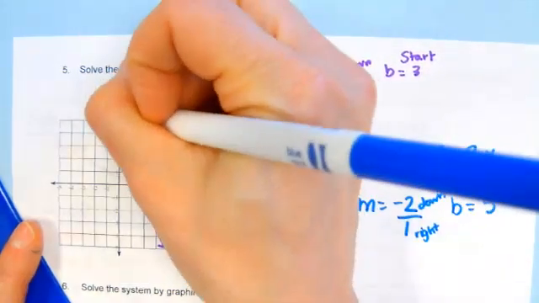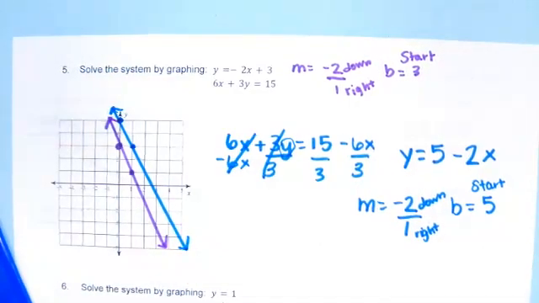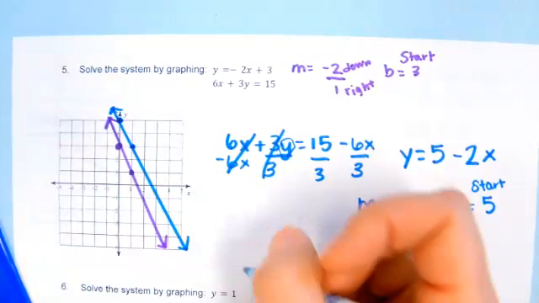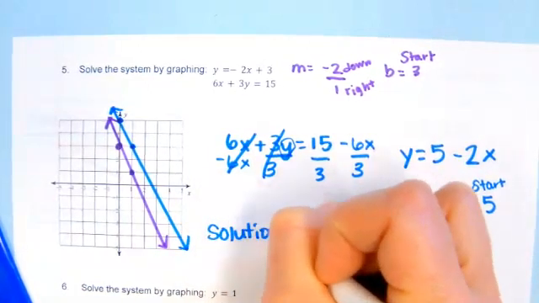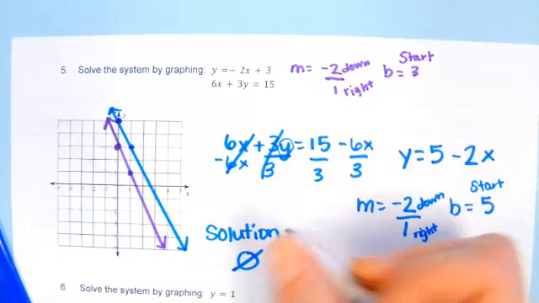And you can see that these are parallel lines. So parallel will never cross. So our solution is actually no solution this time.